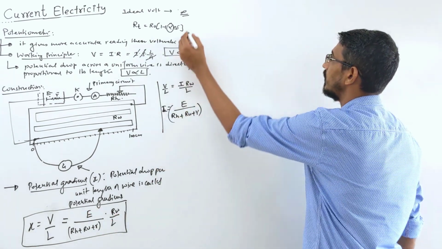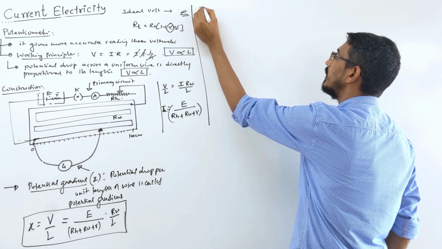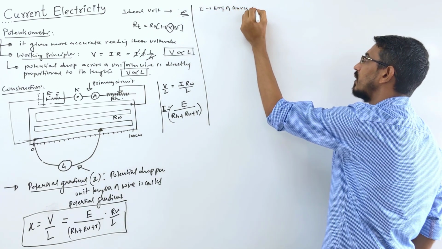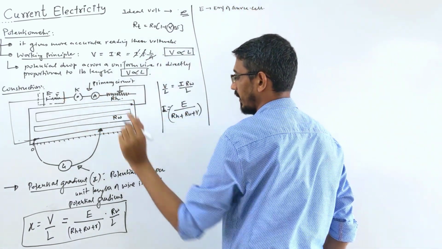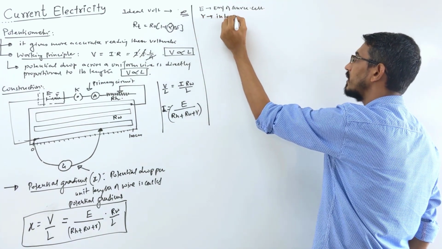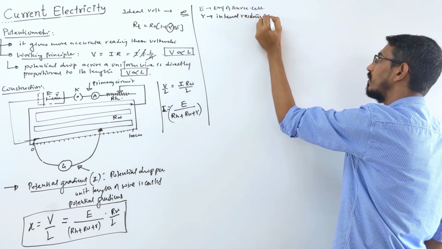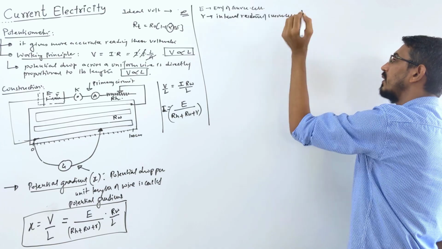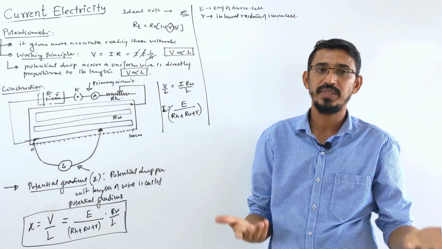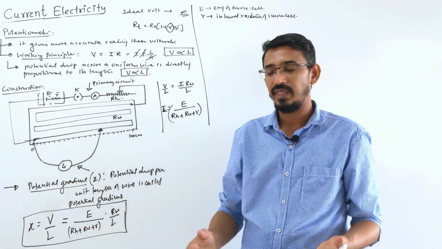Let me write the meaning of all these. In this formula, what are these? E is the EMF of the source cell. What is small r? The internal resistance of the source cell. It is not guaranteed that they always give this small r. Sometimes it's not given. There is no problem, you don't need to write it here. If it's given, then you can write it here.